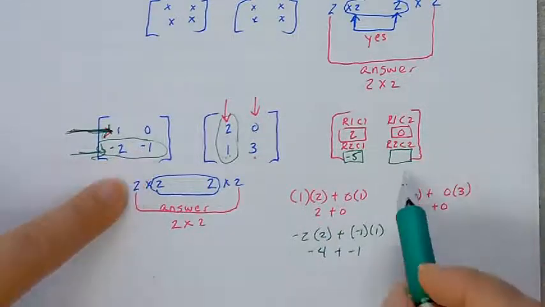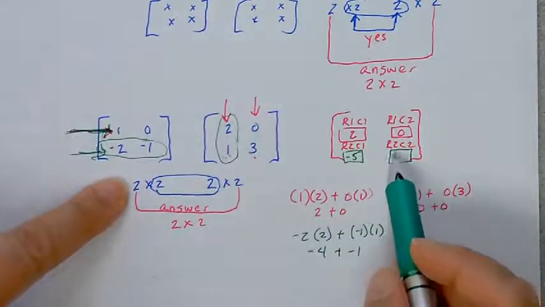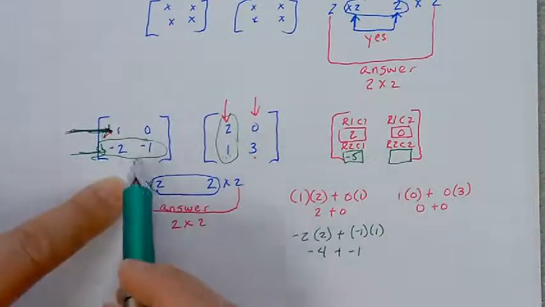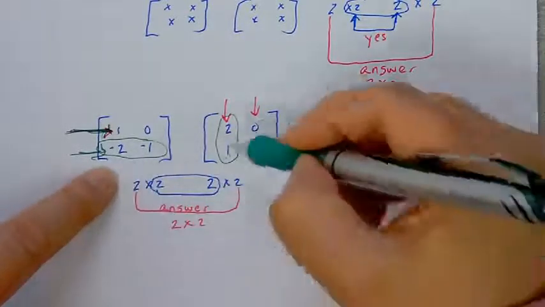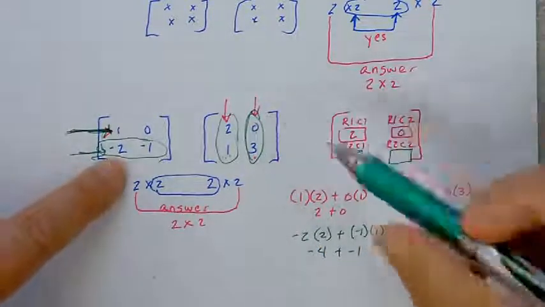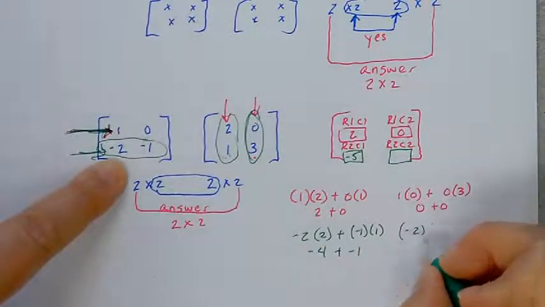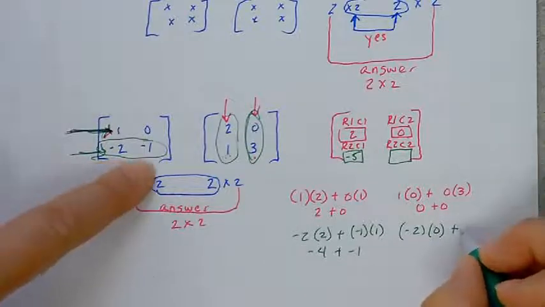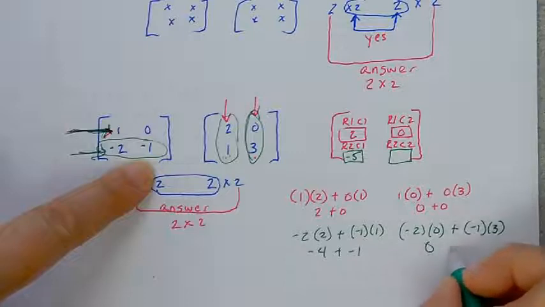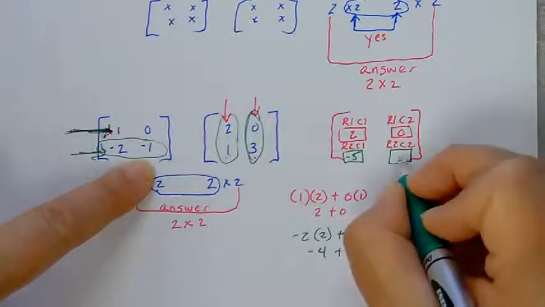Okay, for this spot, I'm going to use row 2 of the first matrix and column 2 of the second matrix. So row 2 of the first matrix and column 2 of the second matrix. -2 times 0 plus negative 1 times 3. So 0 plus negative 3, which is negative 3.